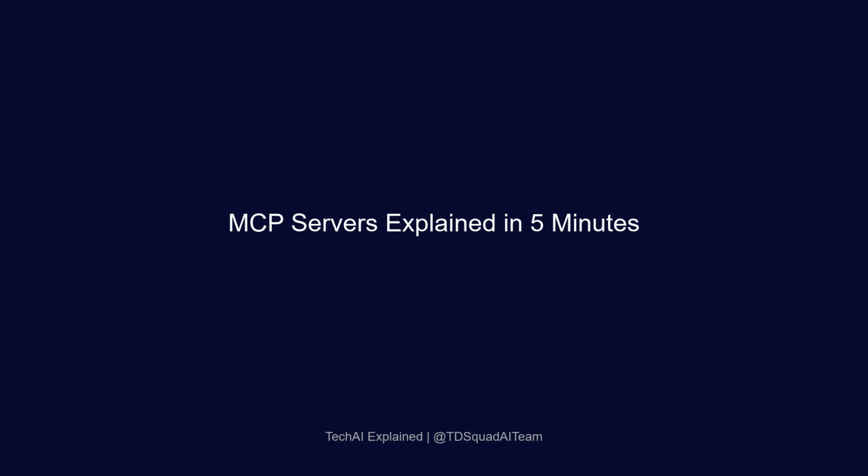Show diagram, host client server 1, GitHub, server 2, database, server 3, Slack. The communication uses JSON RPC over standard I/O or HTTP. The server declares what tools it offers. The client discovers them. The AI decides when and how to use them. Here's the key insight: the AI doesn't need to know how each tool works internally. It just sees a list of available functions with descriptions. And it picks the right one based on the task.